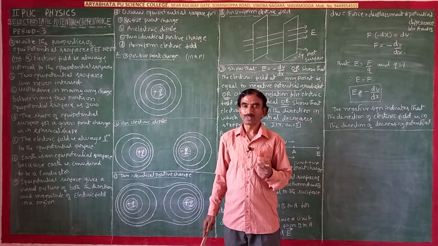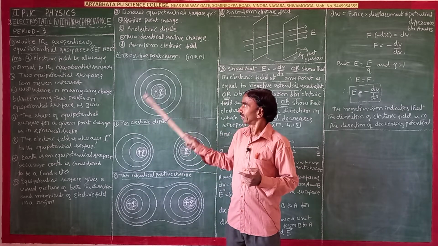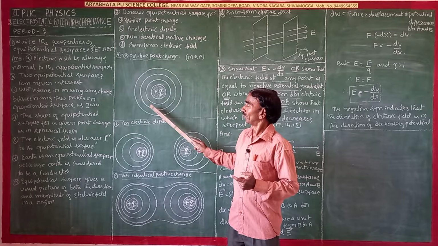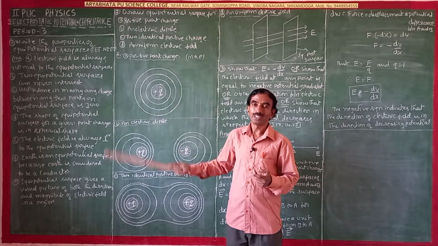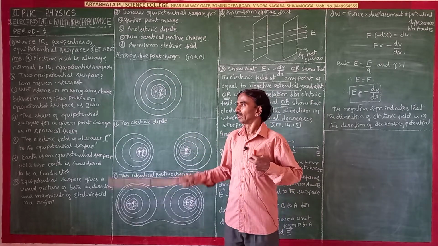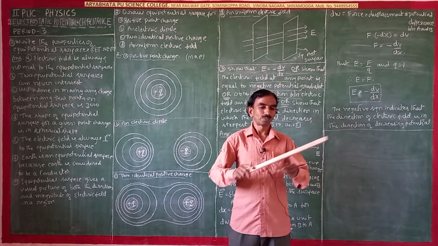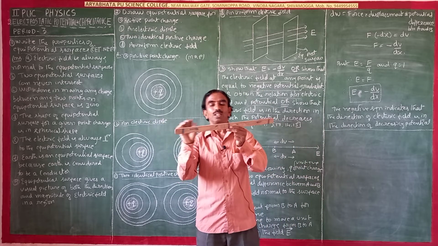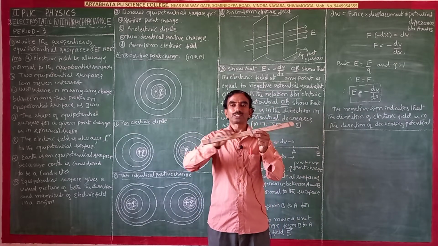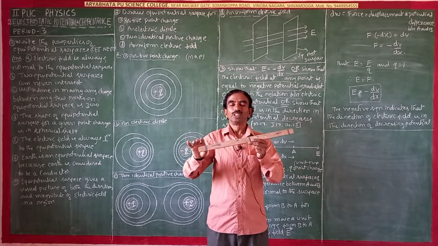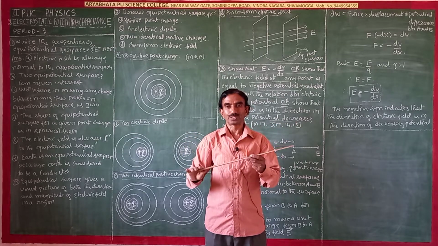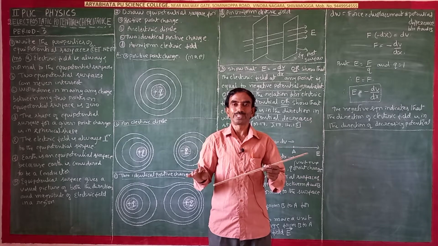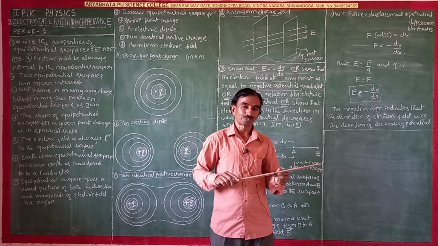So, what is an equipotential surface? A surface in which the potential is equally distributed. That is an equipotential surface. An example is the surface of a conductor. Suppose there is a conductor, and around this conductor the charges are equally distributed. So, that is an equipotential surface. Potential is equally distributed.